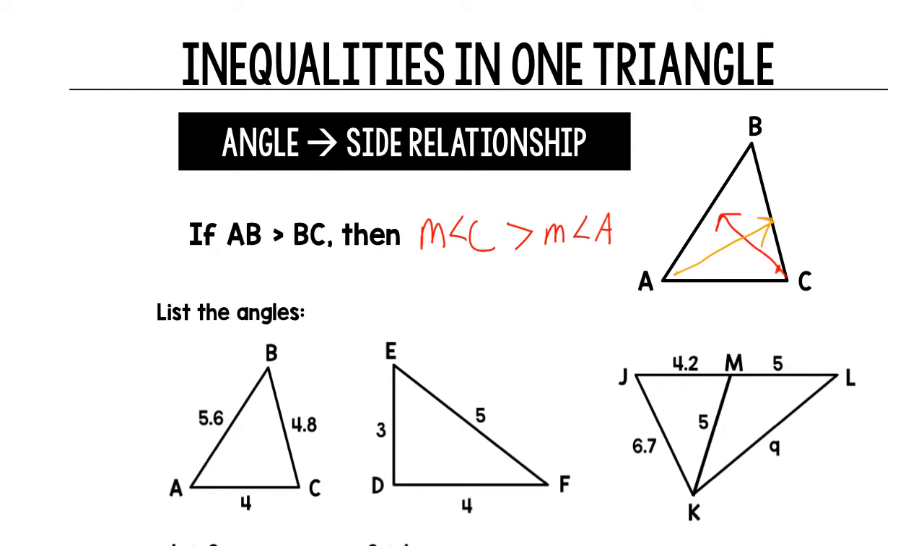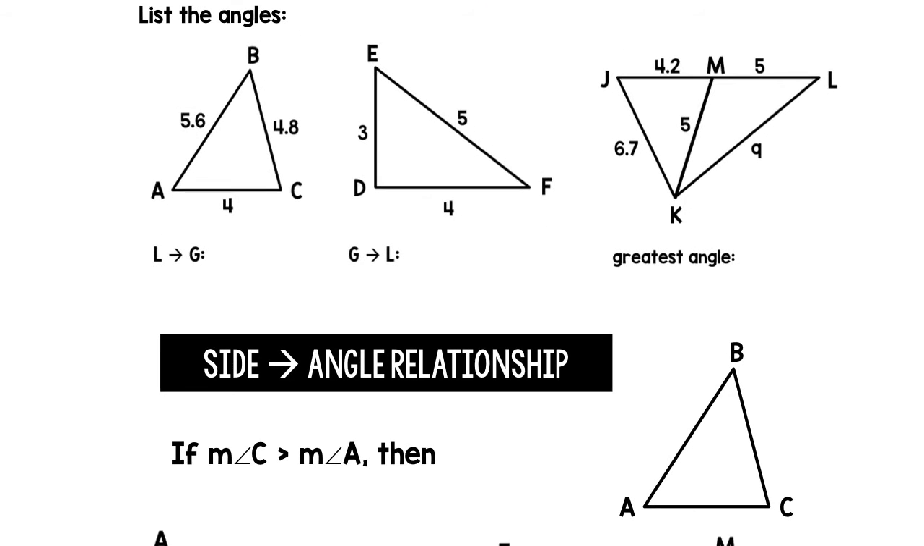Okay, so if the side is bigger than another side, then the angle it's related to is bigger than the other angle it's not related to. We can relate things kind of like that. I don't know that I described it very well, but we're going to try it out.